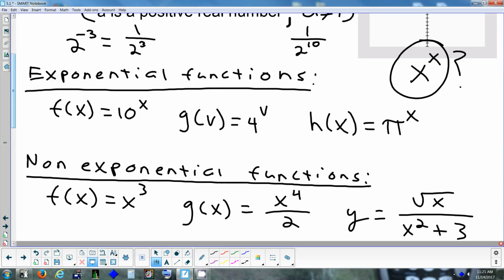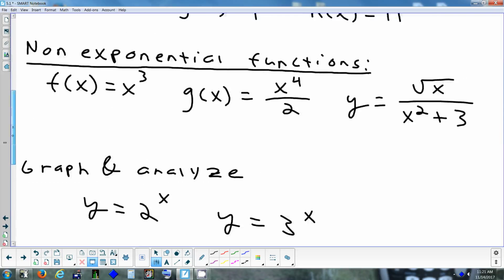But that could be negative. It could be negative. It could be anything. So that's not exponential. The base has to be a fixed number. 2, 1/2, 7.4. The base can't be a variable. Okay. So that's not exponential.